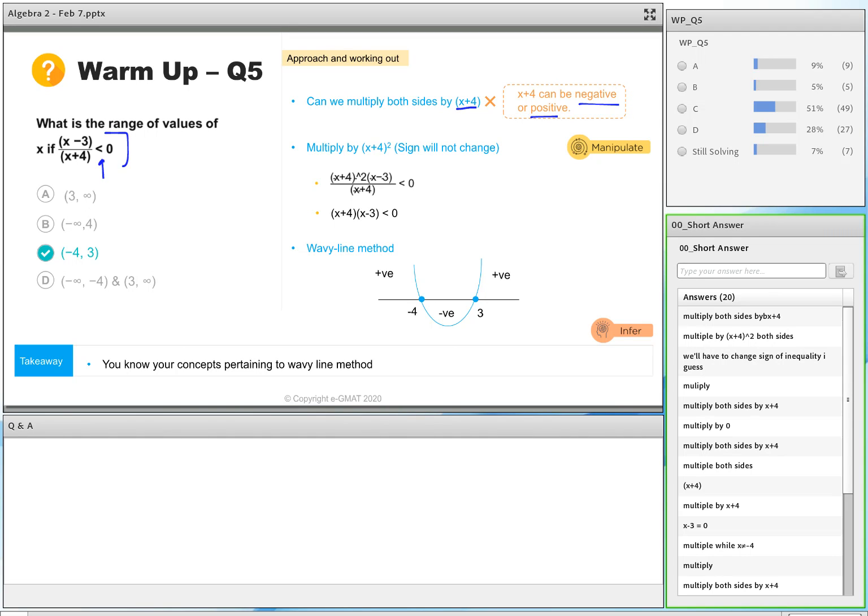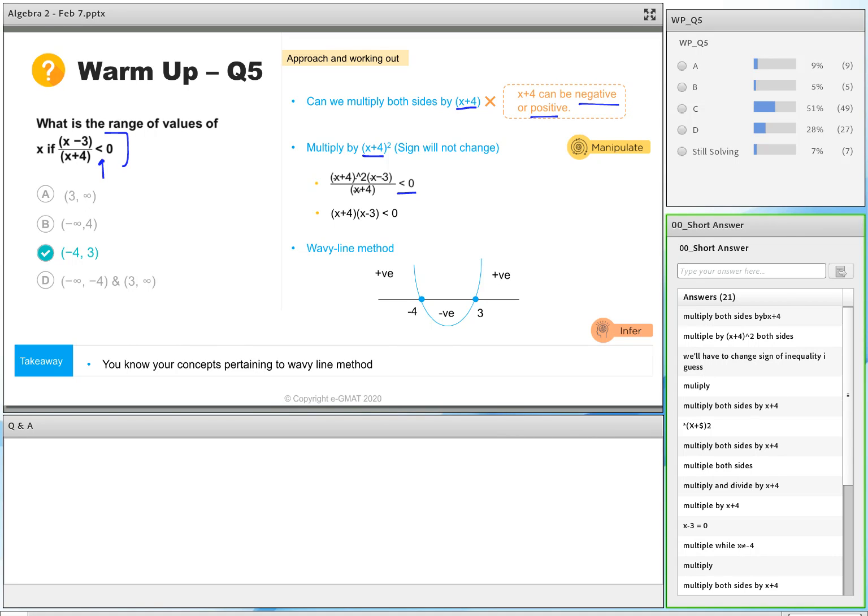Because I do not know anything about x plus 4. But if I multiply with x plus 4 whole square, now x plus 4 whole square is a perfect square. And what is the advantage of having a perfect square over here? Perfect squares are always non-negative in nature, correct? So the moment I multiply it with x plus 4 whole square, I'm sure that it's not a negative number. And since it's not a negative number, the sign of the inequality will not change.